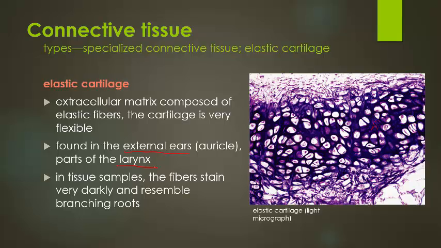So in the tissue samples, you'll see that the elastic fibers in the cartilage stain really dark, and they almost resemble kind of branching roots. And then, of course, the lacunae are going to be really obvious.